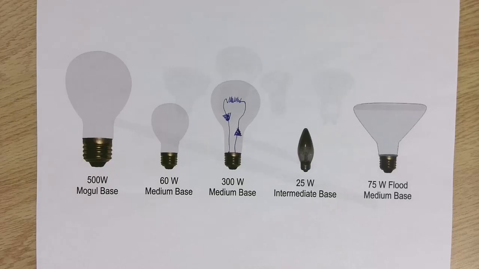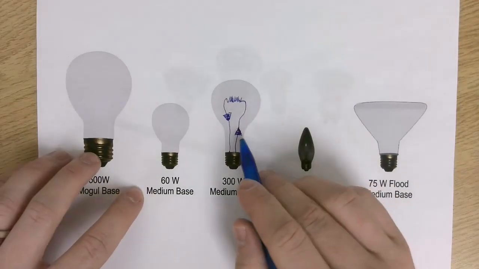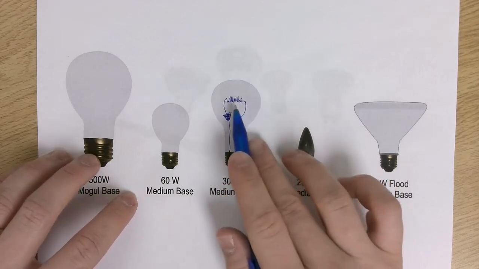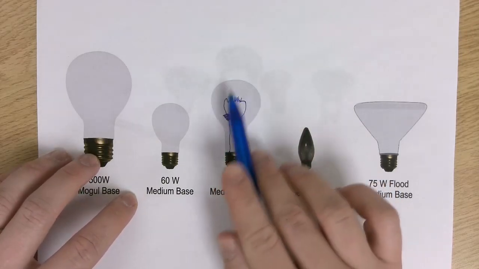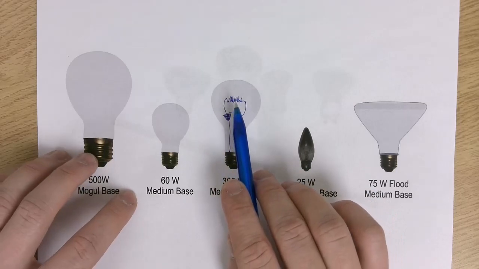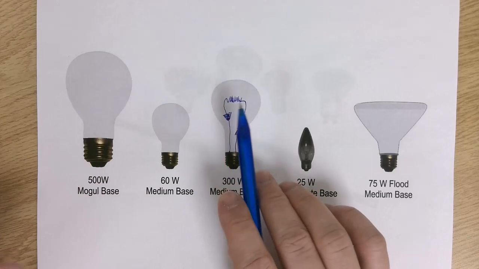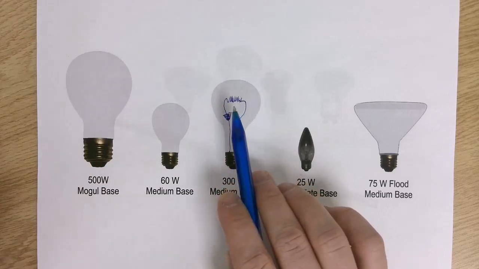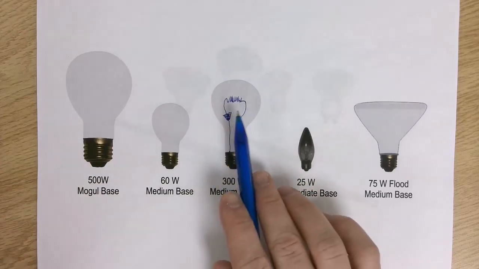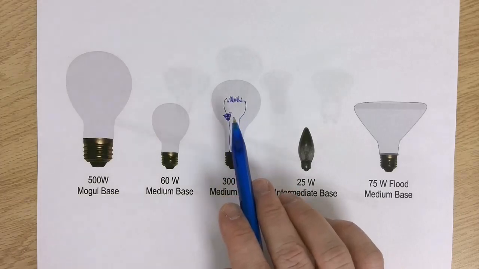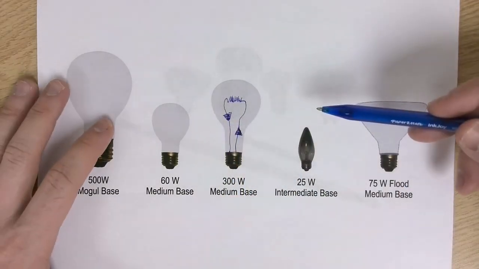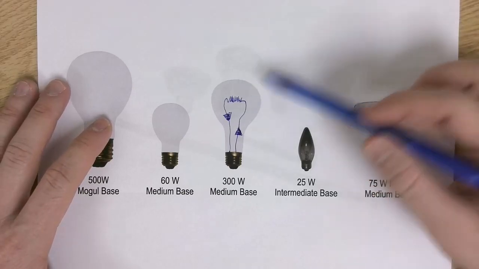We send current through baseboard heaters. We send current through stove and oven elements, and they get hot. So the current we send through this tungsten filament makes this filament get hot, and the heat it produces also produces visible light, or electromagnetic radiation, that is on that wavelength spectrum. It's the wavelength that is visible light.